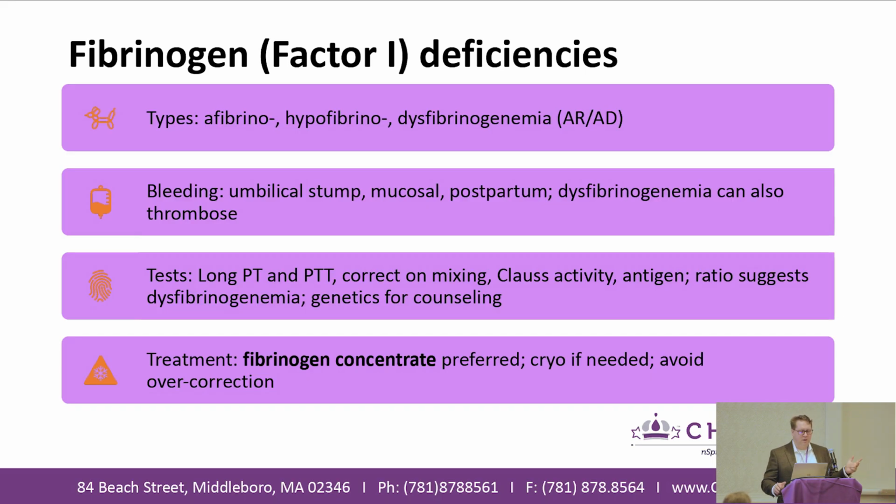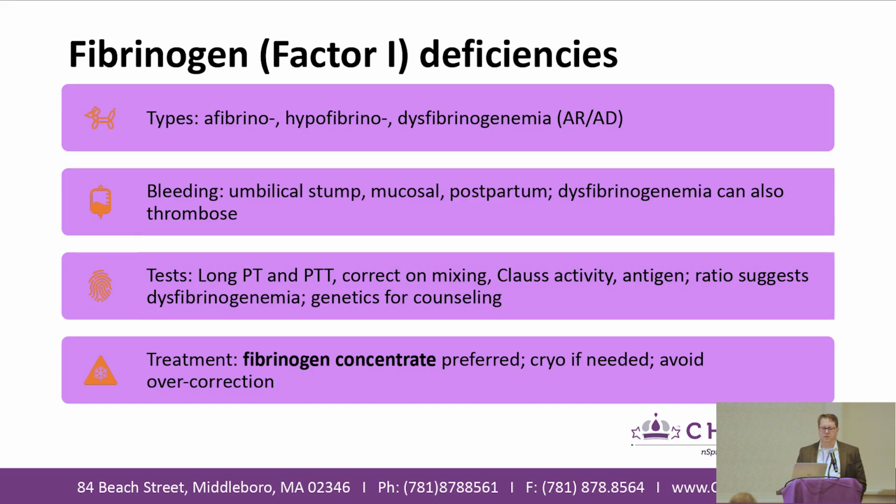These can be either autosomal recessive or autosomal dominant. Autosomal recessive means each parent has to have a variant in their gene for their offspring to be affected, versus autosomal dominant, where only one parent needs to carry a variant.